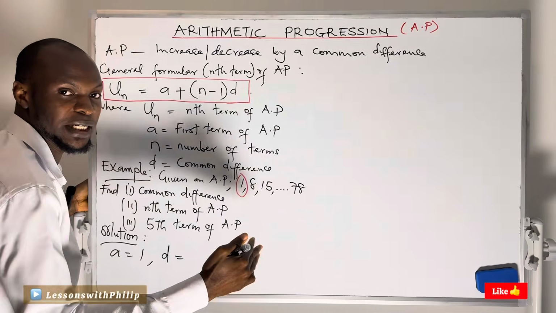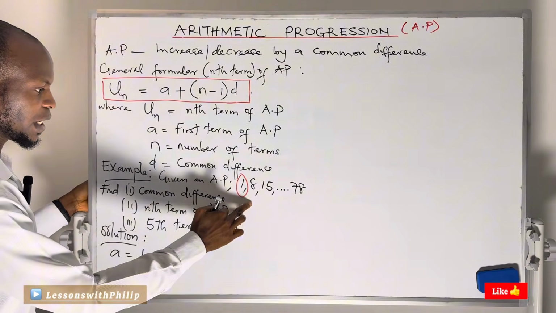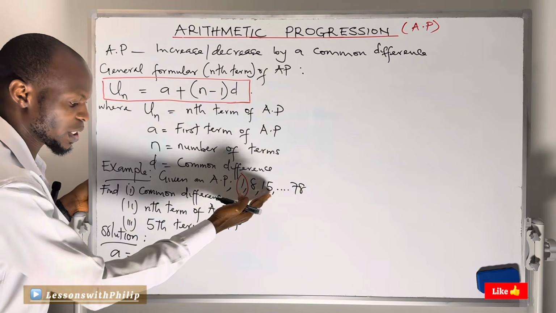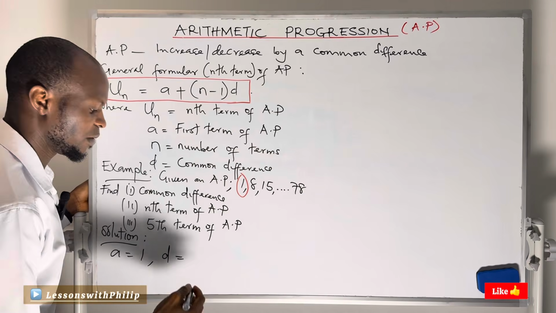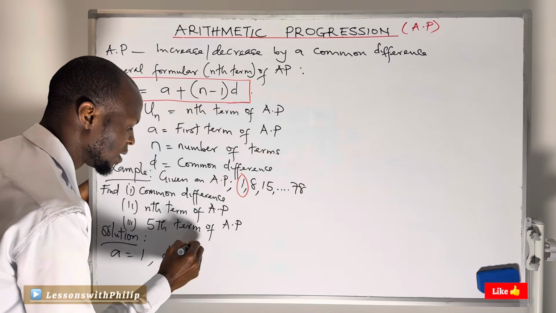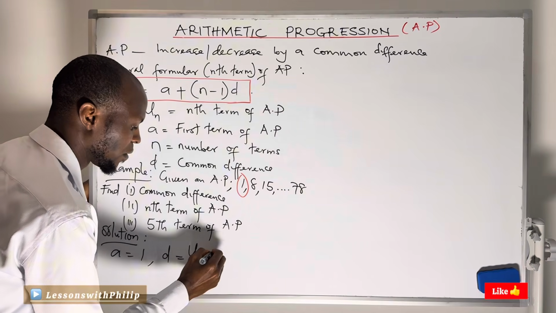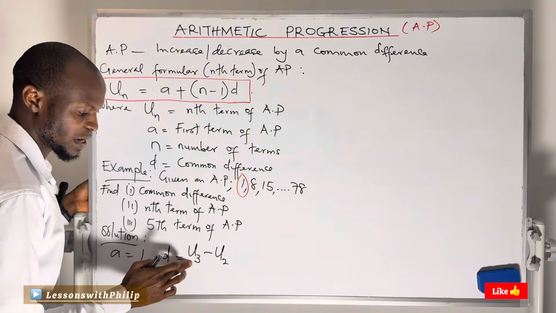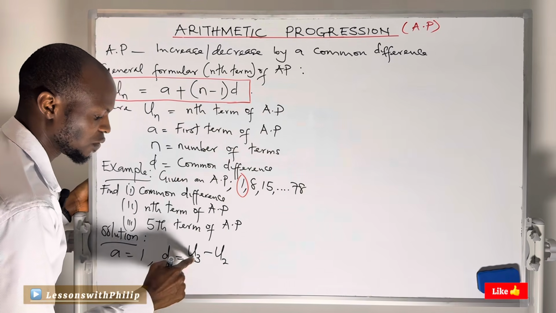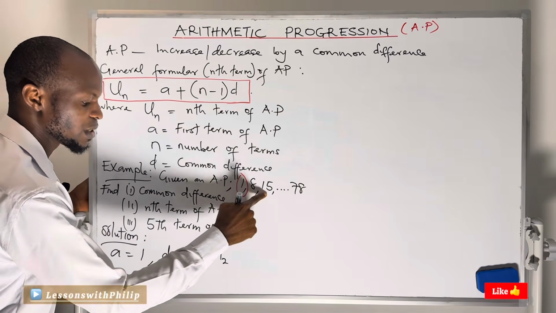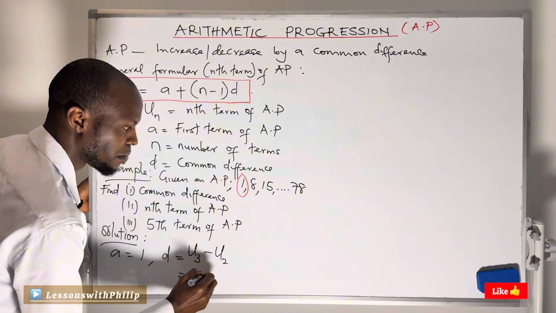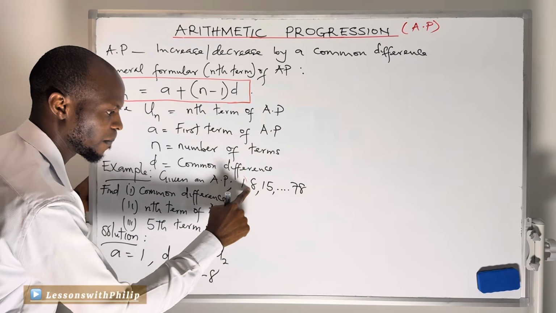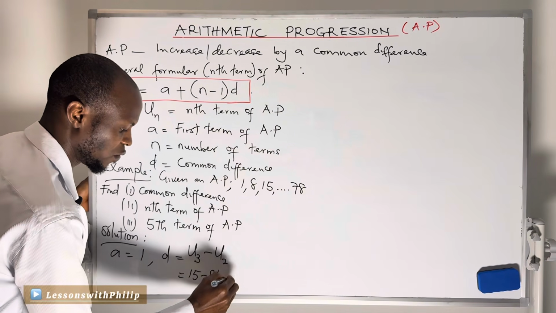That is the way we calculate the common difference. Now, in this case, I know the first term, the second term, and the third term. If I want to calculate my common difference, I can say my common difference is my third term minus my second term. What is my third term? 1, 2, 3. That is 15 minus my second term, which is 8, and that will give me what?